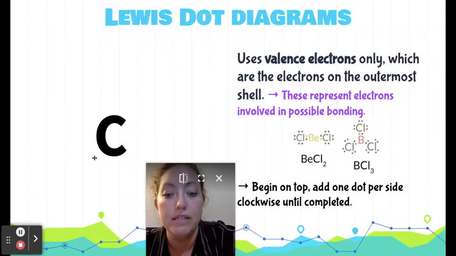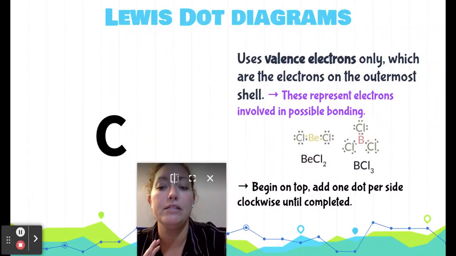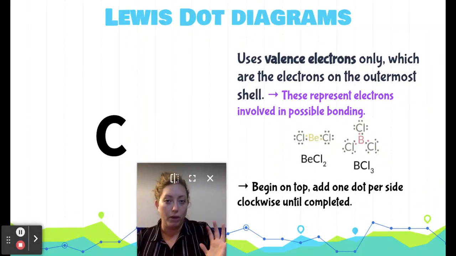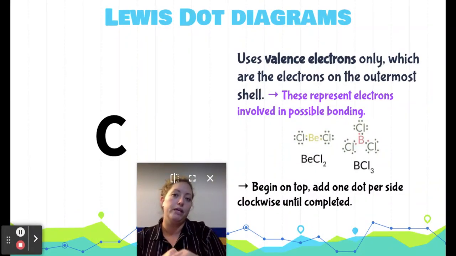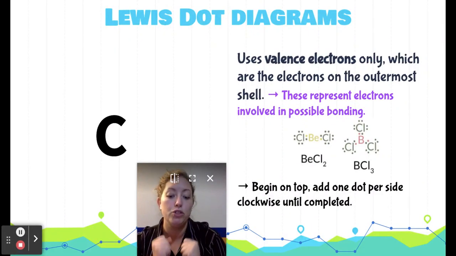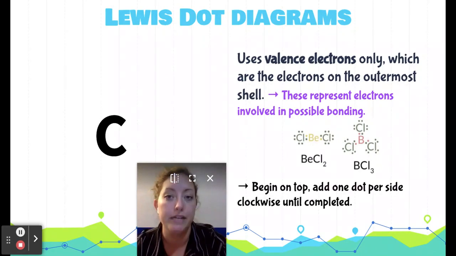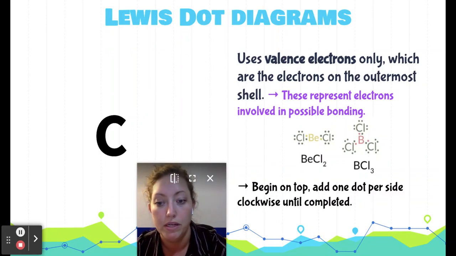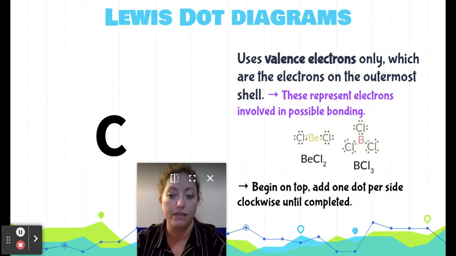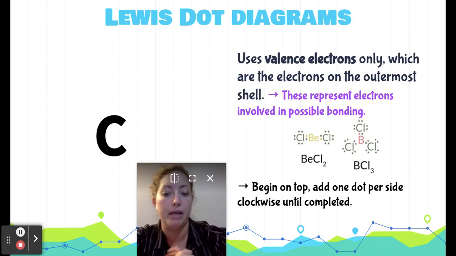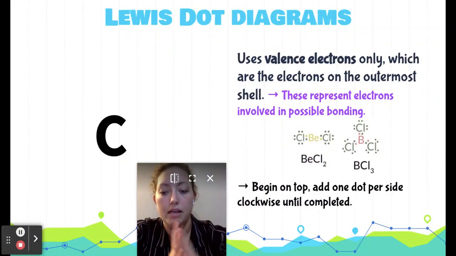Anyway, Lewis dot diagrams. These are representing the same thing a Bohr model tells you, but it's only showing you the outermost electrons, which is super important, especially for next unit, because we're going to start talking about bonding, the different types of bonding, and how to figure out how that's going to work, what type of bond it's going to make, what kind of energy it gives off, and so on.